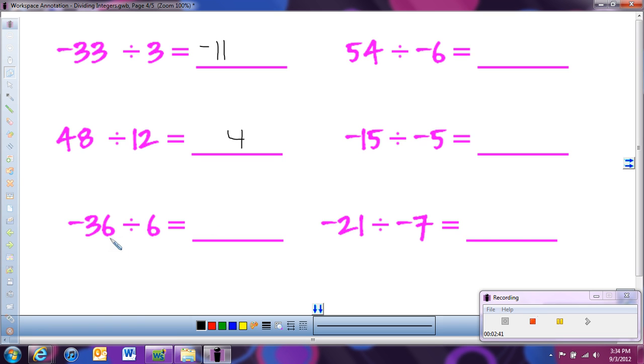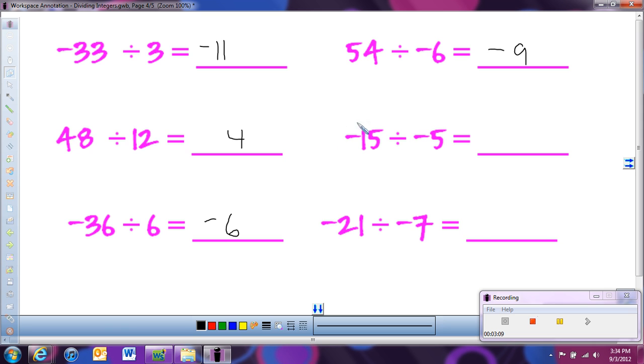In this next case, we have one negative and one positive. And remember, in that case, our answer is going to be negative. So negative 36 divided by 6 will give us negative 6. That one negative doesn't have anyone to hang out with, makes everything negative. Up here on this next problem, again, we have one negative and one positive. Remember, if one is negative and one is positive, our answer is negative. So 54 divided by negative 6 will give us negative 9.